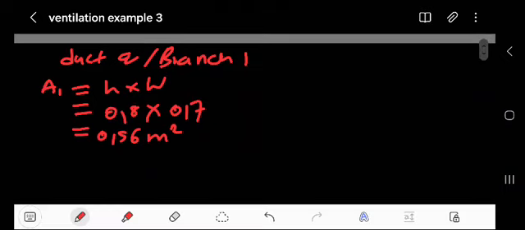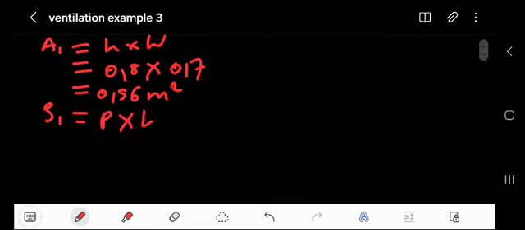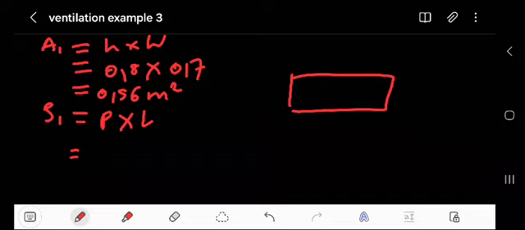Then the surface rubbing for branch A is perimeter multiplied by the length. The perimeter of the rectangle: remember, you sum up all the four sides. You see we have 1, 2, 3, 4. You have 4 sides. Sum up all the 4 sides.